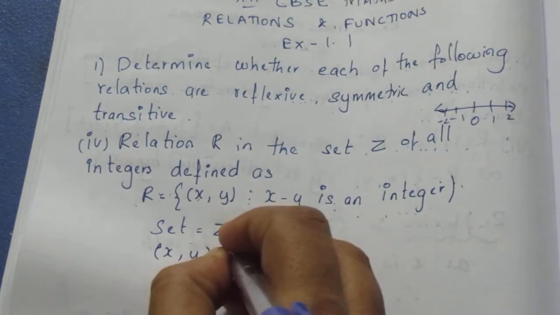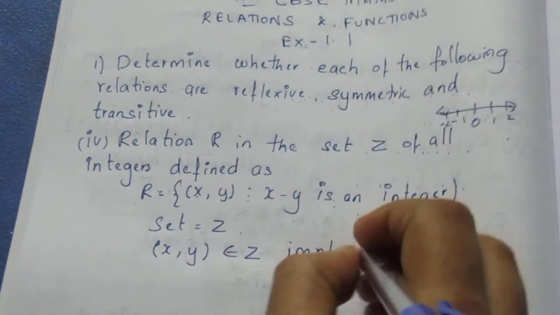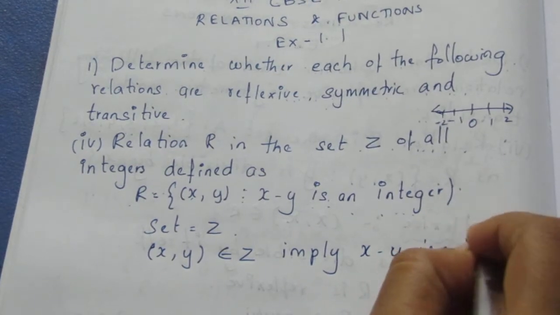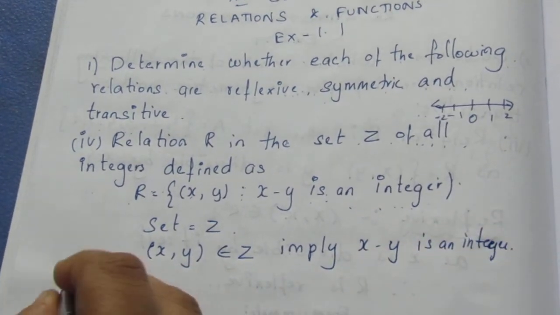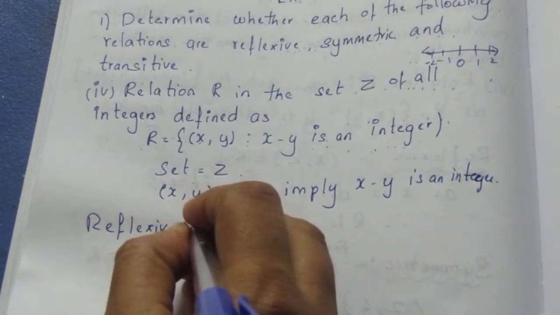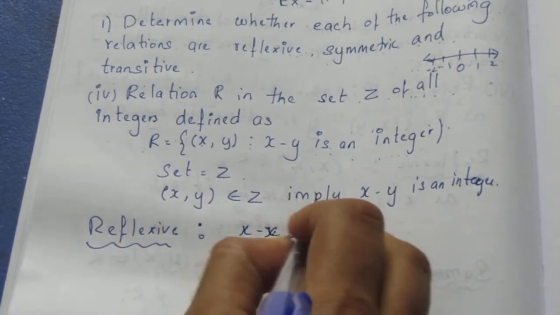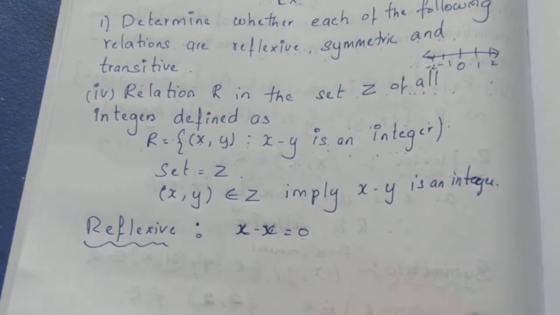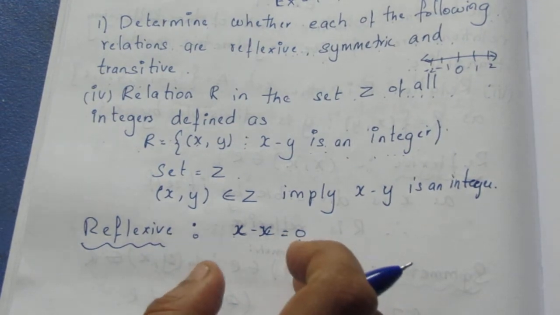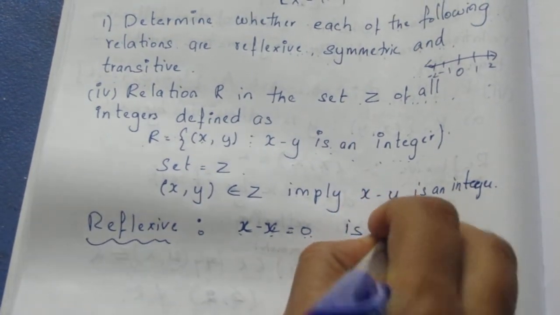Now let us start with the reflexive. (x, y) belongs to R implies x minus y is an integer. Now we'll start with the reflexive. We know that x minus x is equal to 0. When we subtract the same number, we get 0. So according to the condition, we know that (a, a) belongs to R. Here x minus x is equal to 0, that means it's an integer. 0 is an integer.